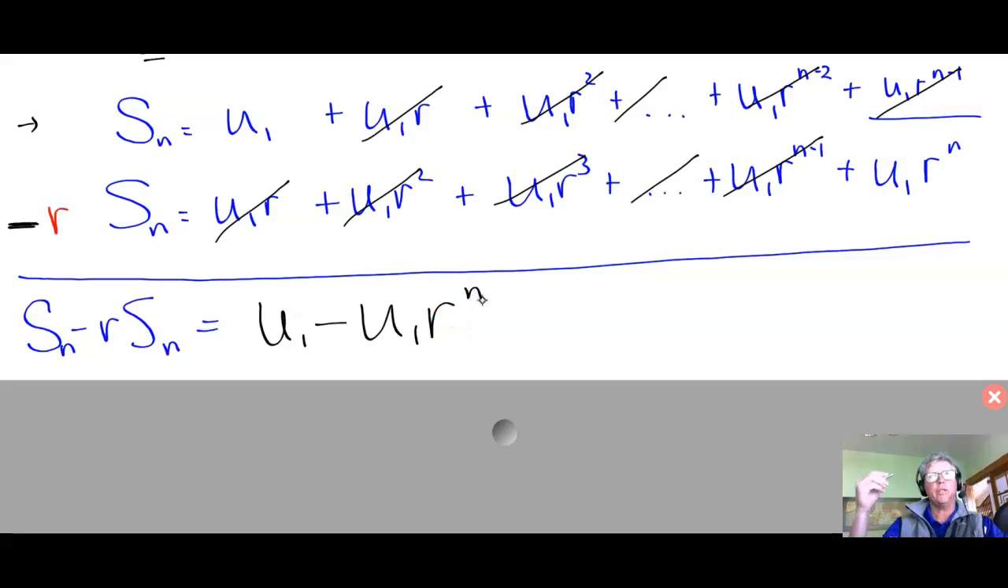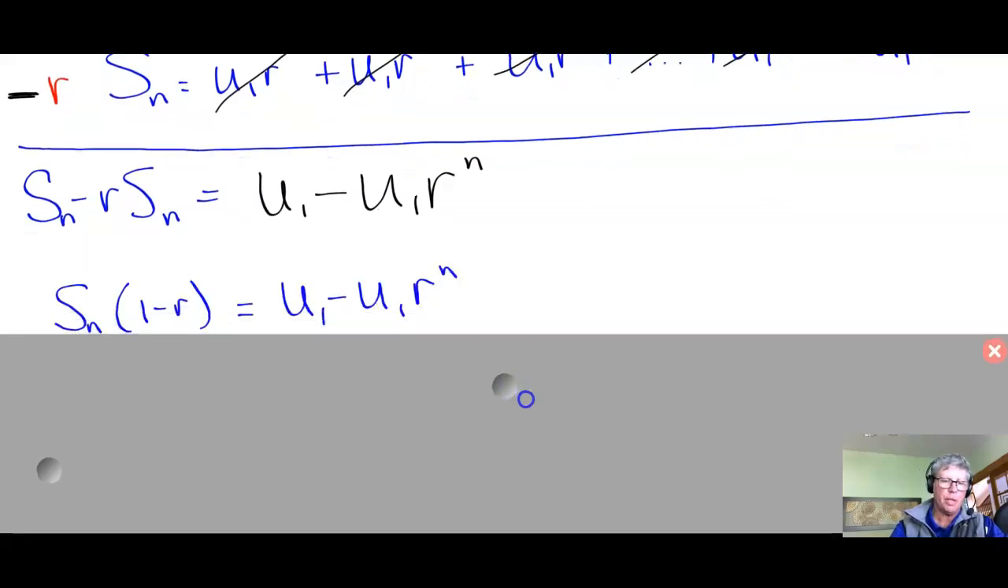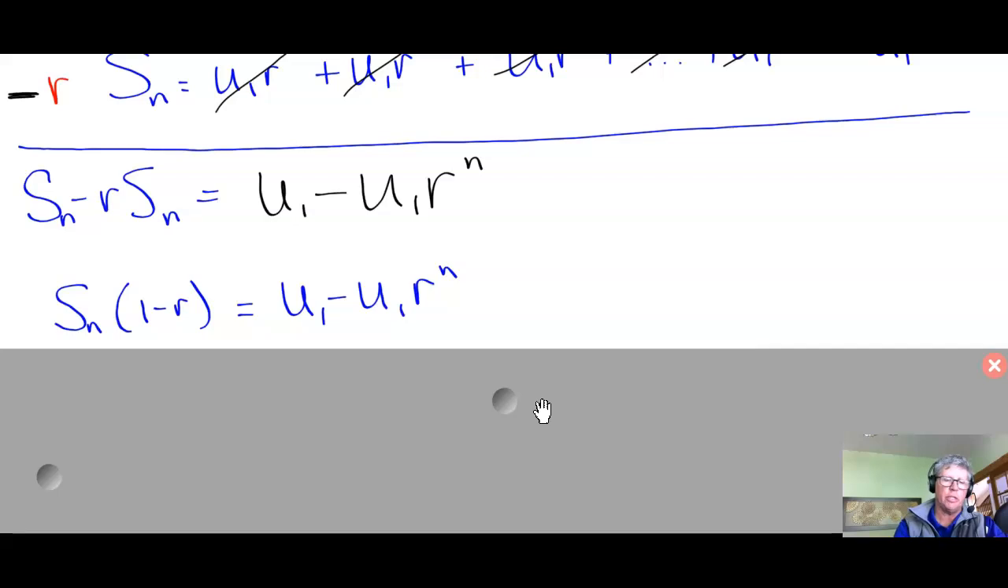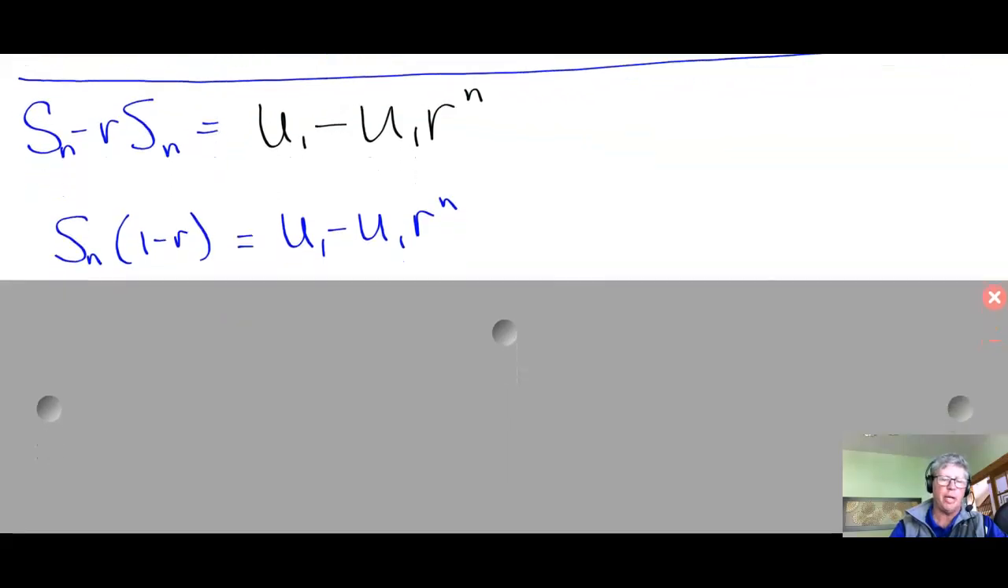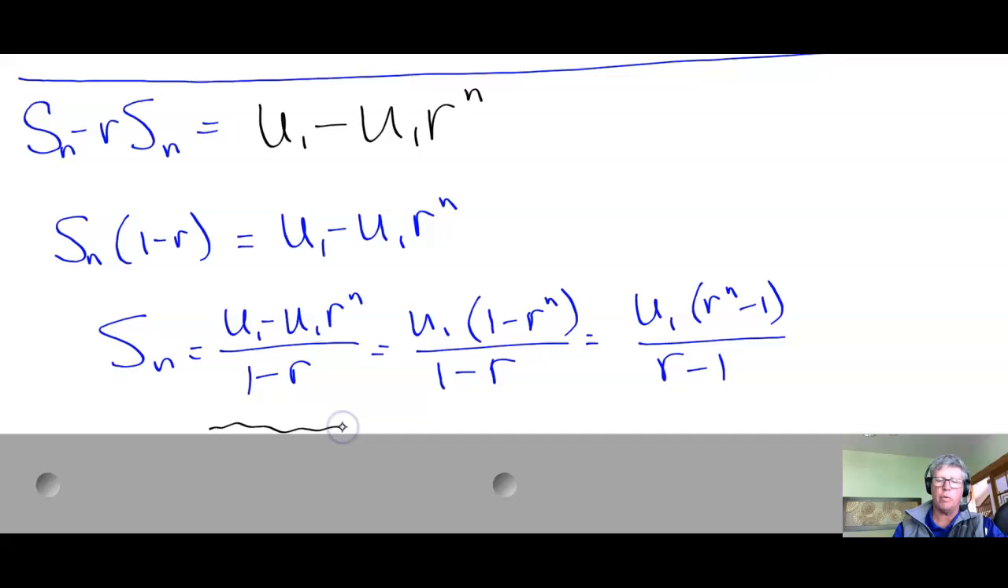What was our goal? Our goal was to find a formula for s sub n. And look at that, we are very close already. Now if we can just get s sub n by itself, we're just going to factor it out because it's in both terms. We get a 1 minus r. Oh yeah, the formula we just wrote down has a 1 minus r on the bottom, so let's divide both sides by 1 minus r. So there's your first version of the equation. If you factor out the u sub 1, you get that version. And if you multiply top and bottom by -1, you get that version. They all work. Like I said, for some reason, I choose that one.